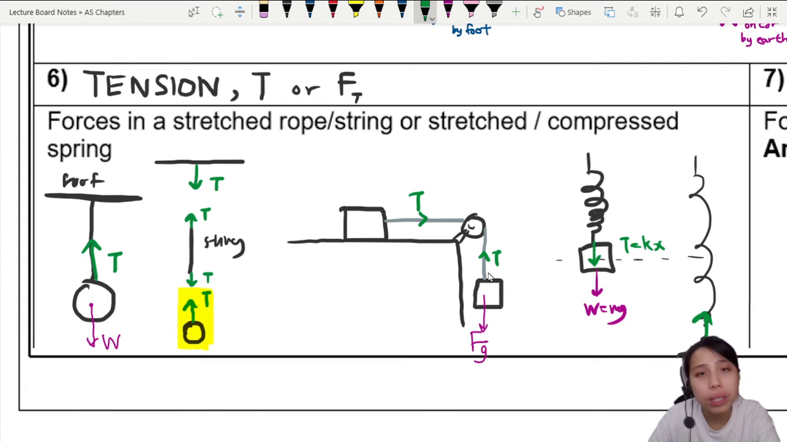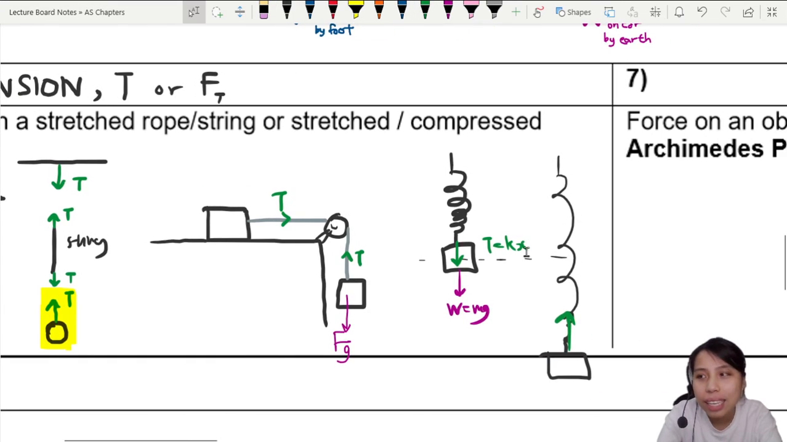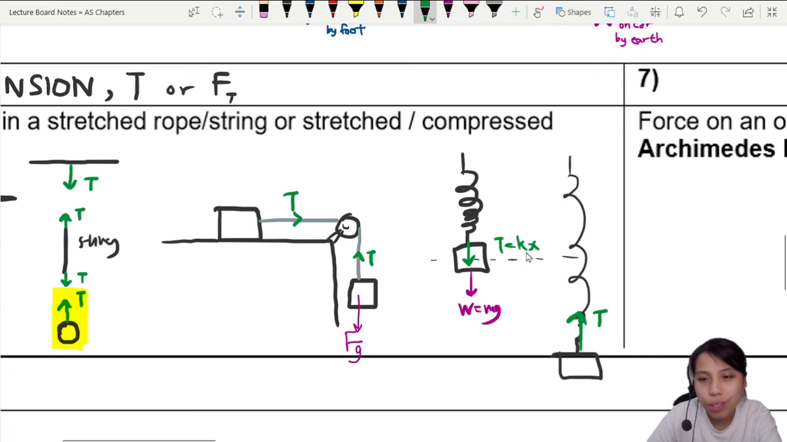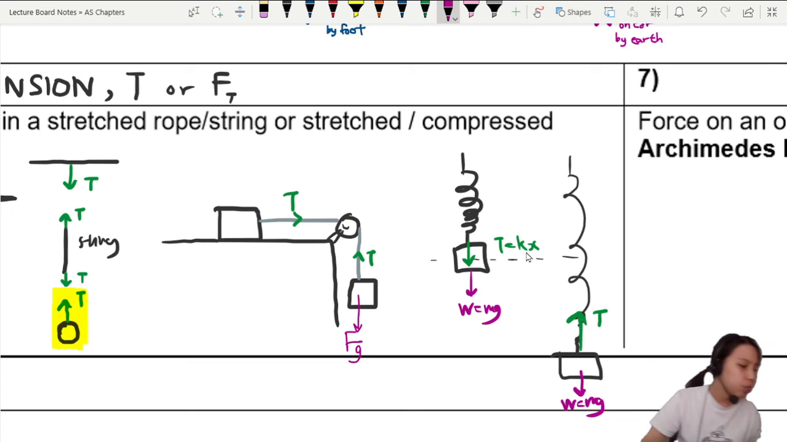So you say, what are the forces on the little box? Tension force of the spring, pulling it back. We call it a restoring force. And of course, the object still has some kind of weight. Okay, so that's the general idea of tension force.